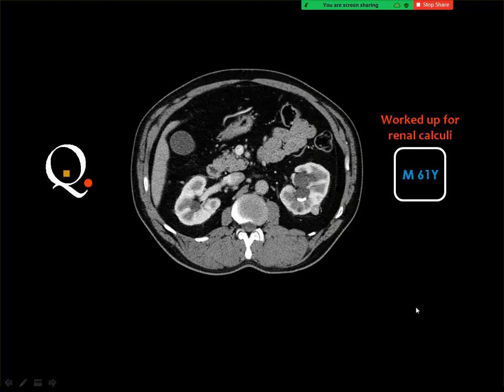pseudoaneurysm. This case is evaluated for the possibility of renal calculi. He is a male, 61 years old.